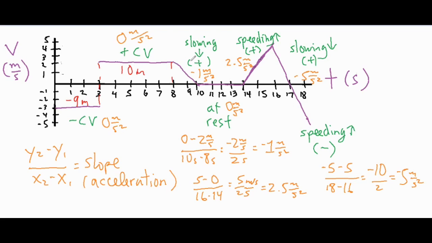Then we're going to take a look at this little right triangle here, which is 1/2 base times height. 1/2 times the base is 2 from 8 to 10. So 1/2 times 2 is 1. And then 1 times the height of it is 2. So it's going to be 2 meters.